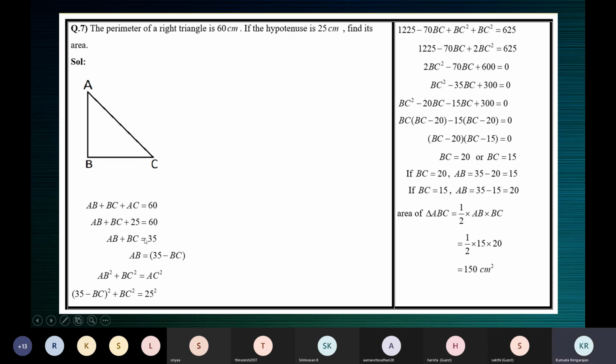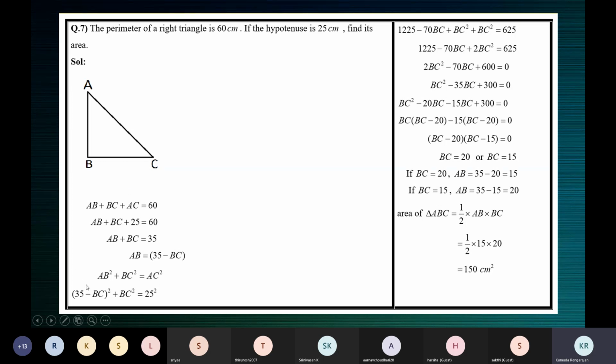So I've not used x. I've just used the sides as they are, AB, BC, AC. The perimeter is given as 60, which means the sum of the three sides is 60. So you can see here AB plus BC is equal to 35. So AB is equal to 35 minus BC, or BC is equal to 35 minus AB, any one of the two. Now we are done with the assumption.